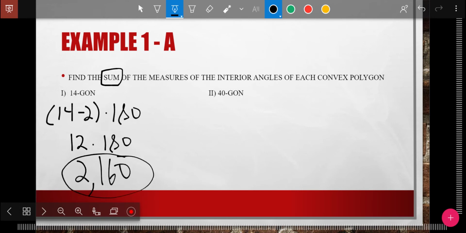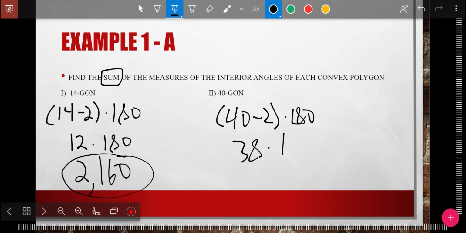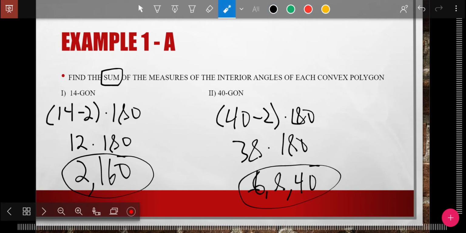For a 14-gon. For a 40-gon, I'm going to grab a calculator because I need a calculator to help me. Oh, sorry. I'm doing math in my head. 40 minus 2 times 180 is 38 times 180. So I'm going to grab my calculator here beside me. I'm going to type in 38 times 180. I get 6,840 degrees total.